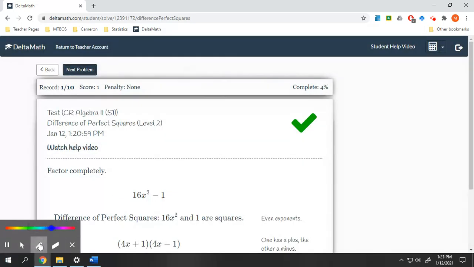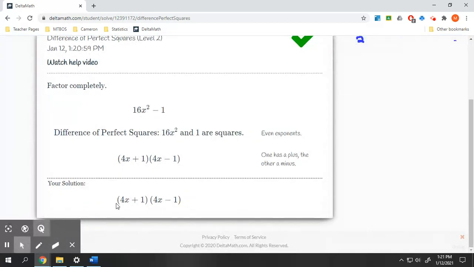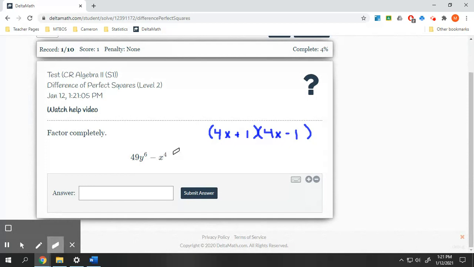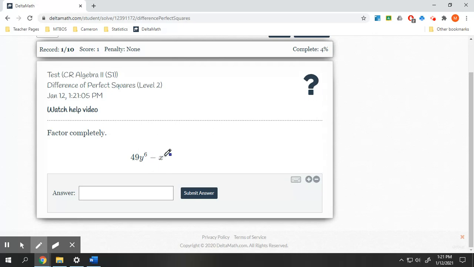All right, let's see if we can get a more difficult one here. Next problem. Here is what I notice. I have 49y to the 6th power minus x to the 4th power. I'm going to look first for any GCF. I don't have anything. I have 49 and 1, I have y's and x's. That doesn't work out. So 49 is going to break up evenly into 7 and 7. 7 times 7 is 49.